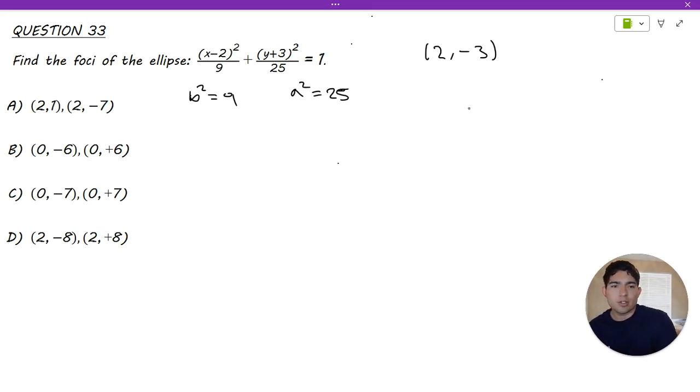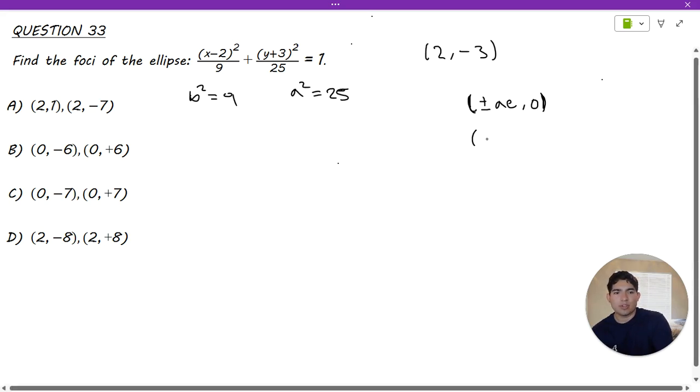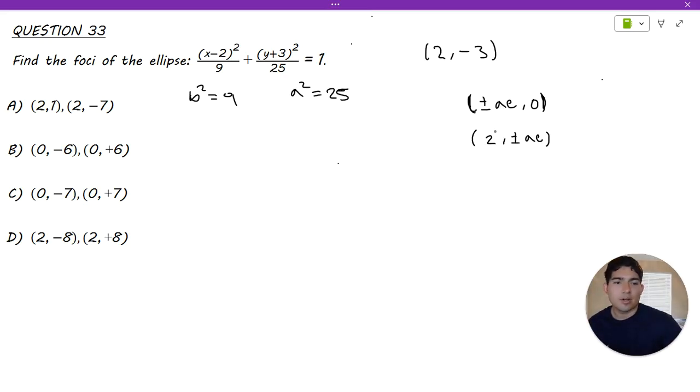So what both of those changes are going to mean for us is this. In the last problem, (plus minus AE, 0) is where the focus points were. For this problem, it's going to be different. It's not centered at (0, 0), and the focus points will not be along the x coordinates. They're going to be along the y coordinates. So once we make those changes, we're going to end up with (2, plus minus AE) instead of this. So this 2 accounts for the center of our ellipse, and the plus minus AE accounts for the fact that the focus points are going to be up and down the y coordinates, okay?